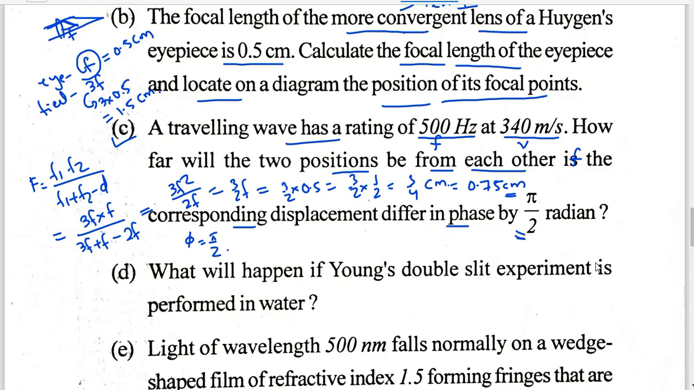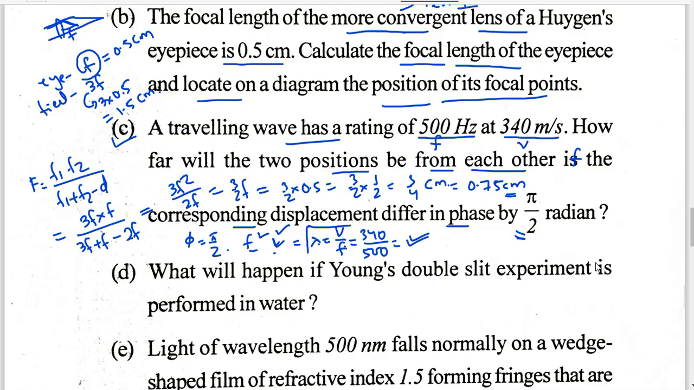So what is given in the question? Frequency f is given and velocity v is also given. So by using this f and v, you can find the wavelength lambda, because lambda is equal to velocity divided by frequency, because wavelength into frequency is equal to velocity. So lambda is equal to 340 divided by 500. So by using this data you can find lambda. Okay, then what to do?